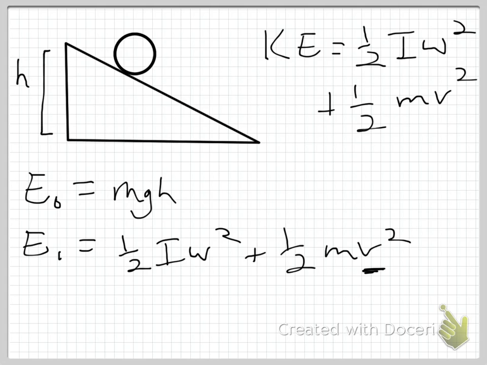Alright, so this seems like a really hard problem. It's actually not. Let's unpack some stuff from our definitions, and we'll talk about it. So the first thing I'm going to say is the moment of inertia of a solid disk about its axis, because this thing will rotate about its axis, is just 1/2 mr squared. So I'm going to plug that in here.